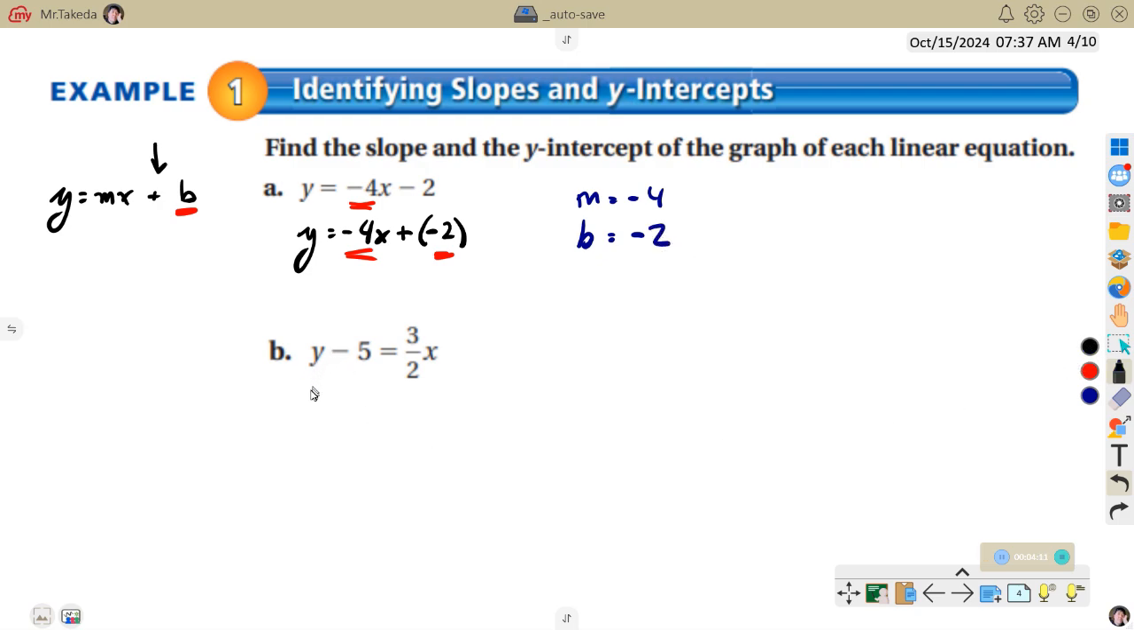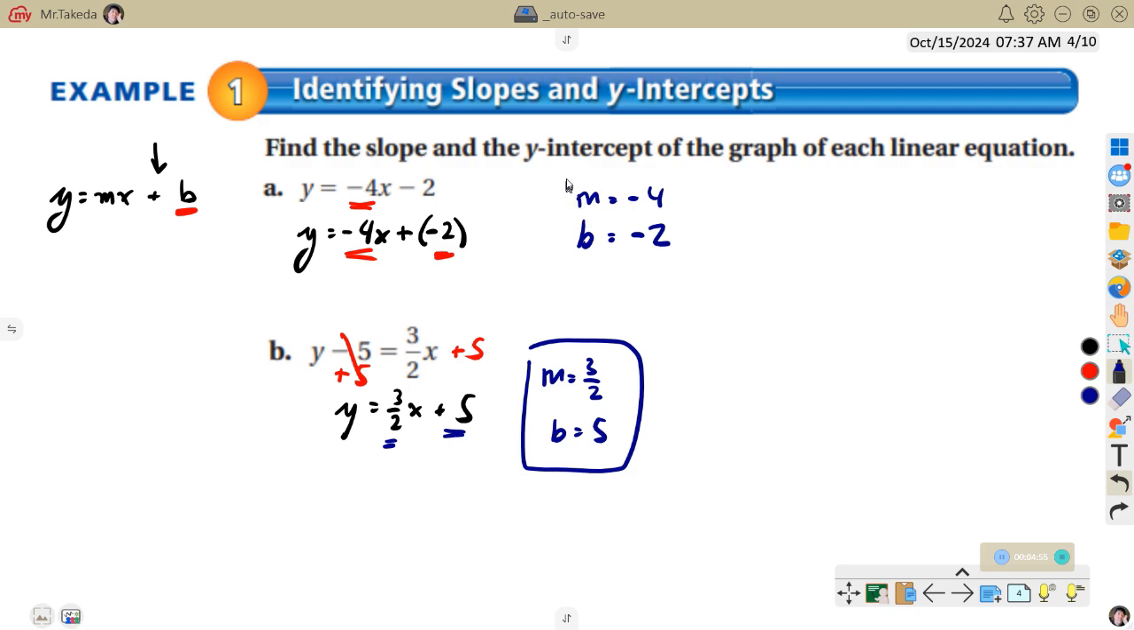On the second example here, this is not set to y. This does not look like y equals m times x plus b. I've got y minus 5 equals 3/2 x. So in some cases, we have to solve for y. And that means to get y by itself. So I'm going to get rid of the negative 5 by adding 5 to the left, also adding 5 to the right. So y equals 3/2 x plus 5. Now it's in slope-intercept form. And hopefully we can see that our slope m equals 3/2, and y-intercept b equals 5. These are pretty straightforward, just getting comfortable reading the slope-intercept form. Let's take a look at what's next.